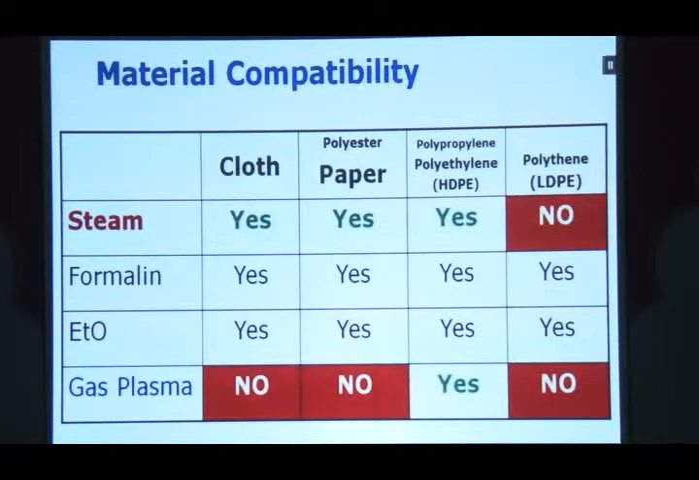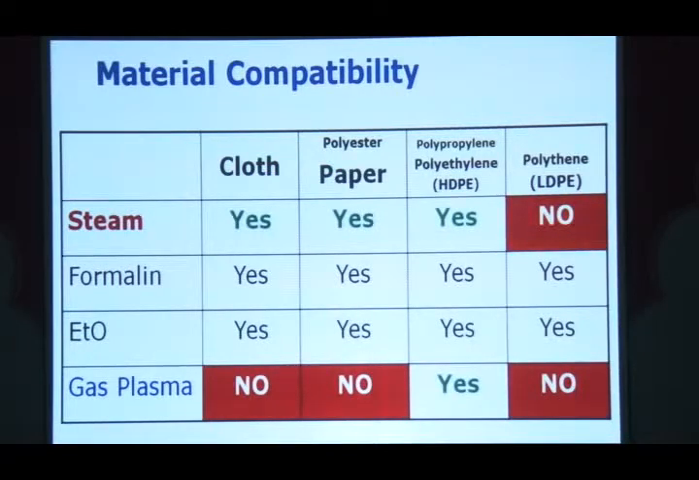So these are the items which can go in and out of different sterilizers. Steam, almost everything except the low density polypropylene. Formalin, everything can go, but it's not reliable. ETO, yes, it's very reliable, but it's a very dangerous gas. You'll have to handle it very carefully. If any remnants of the ETO are there, toxicity can occur. So you've got to be very careful with it.